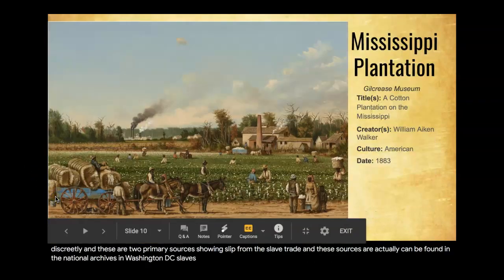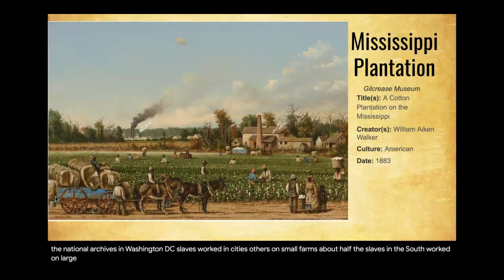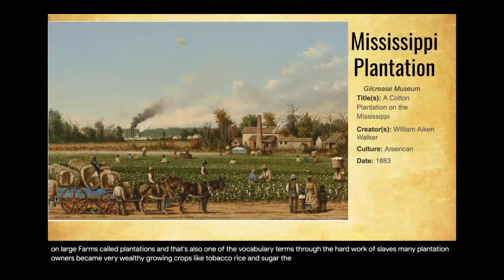Some slaves worked in cities, others on small farms. About half the slaves in the South worked on large farms called plantations, and that's also one of the vocabulary terms. Through the hard work of slaves, many plantation owners became very wealthy, growing crops like tobacco, rice, and sugar. The largest crop in the South was cotton. This system of forced labor helped fuel the growth of the United States into one of the wealthiest nations in the world.